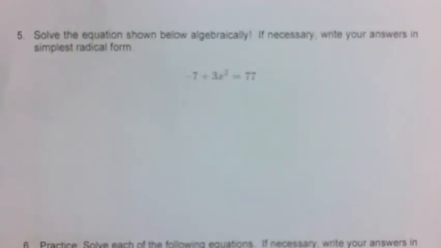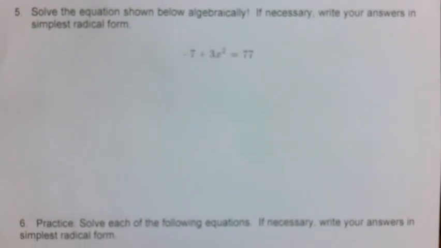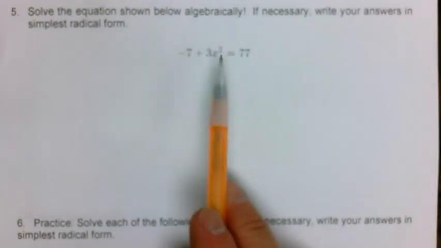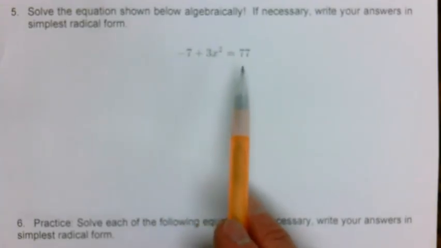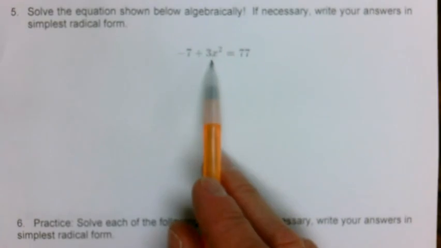In our next problem, they want us to solve the equation below graphically and, if necessary, to write our answer in simplest radical form. All right, so I'm going to try to figure out what the value of x is in this equation. Negative 7 plus 3x squared equals 77. Just like any equation, I've got to try to isolate this variable.